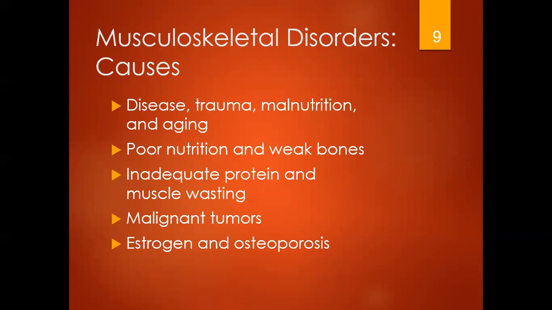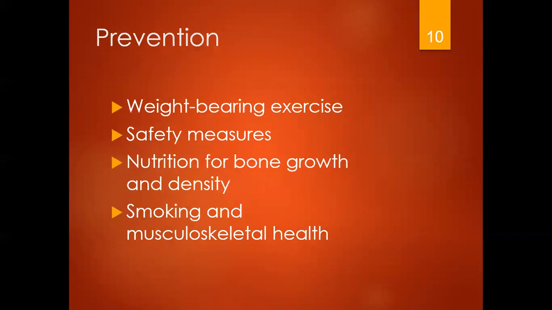Malignant tumors, especially those that metastasize to bone and take up space and take energy, right? And then estrogen and osteoporosis. We do know that the decrease in estrogen production after menopause in women can be a contributing factor towards the occurrence of osteoporosis. So how do we prevent these issues? Well, we do weight-bearing exercises, which make our bones and muscles strong. We utilize safety measures like wearing a helmet when we ride bikes, wearing a seatbelt when we ride in the car, and such. Not having rugs in the house with our elderly people, covering any kind of extension cords or not using extension cords at all if we can avoid it.